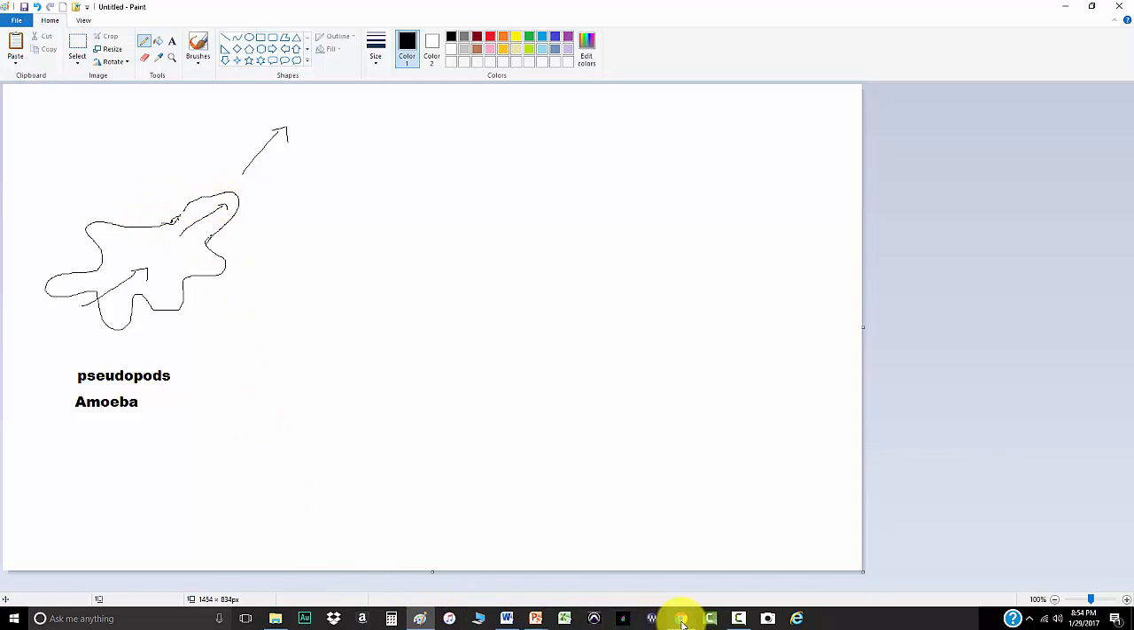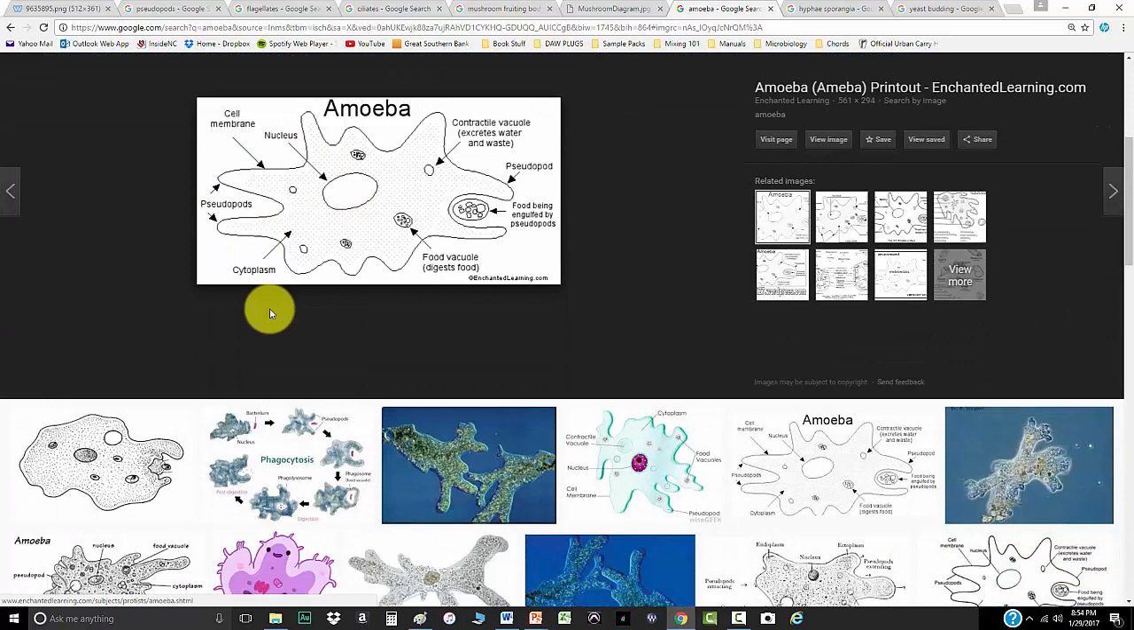And so that's something you can kind of see here, not really well. You'd have to find an animation. I showed one, or a video, in the last section, if you want to go back and look at that. Lots of interesting figures here of the amoeba.